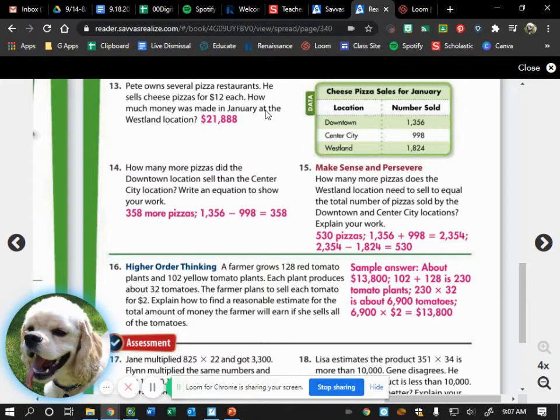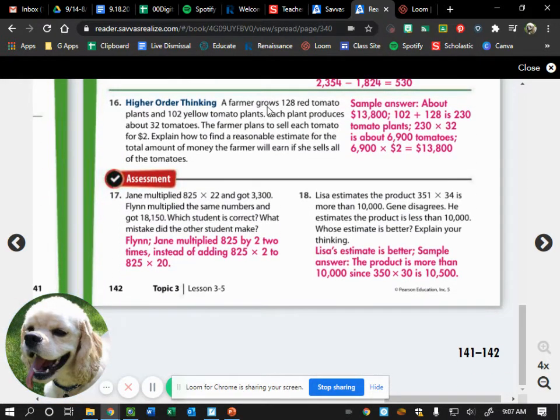Then we had number 17. So for number 17, it said Jane multiplied 825 times 22 and got 3,300. Flynn multiplied the same numbers and got 18,150. Which student is correct? What mistake did the other student make?